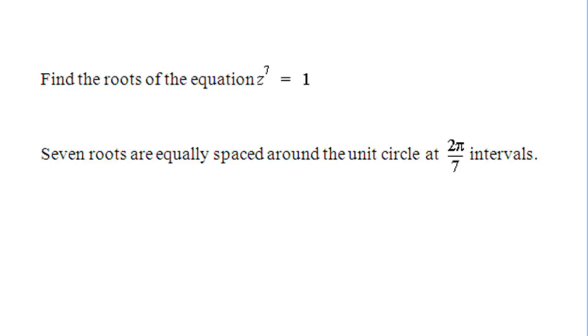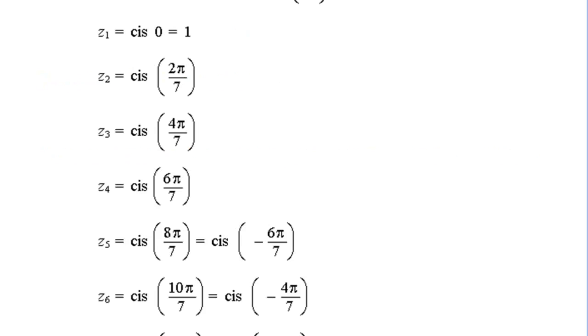And what about the 7th roots of unity? So we know if it's z to the power of 7, we get 7 roots equally spaced around the unit circle, 2 pi on 7. So there's our roots. This is 2k pi on 7, where k is 0, 1, 2, 3, 4, 5, 6.